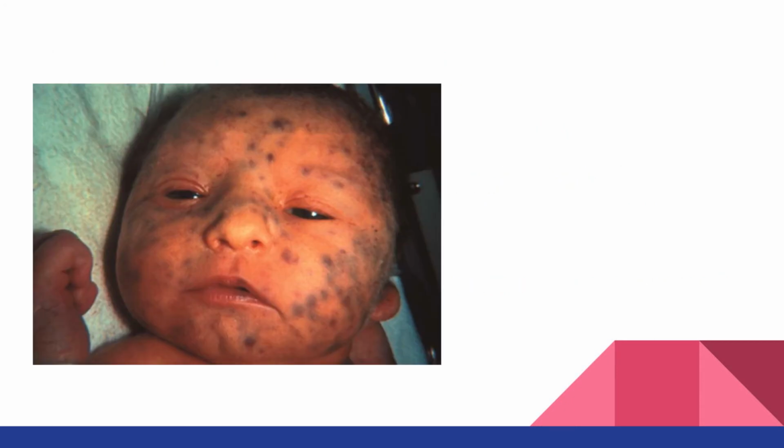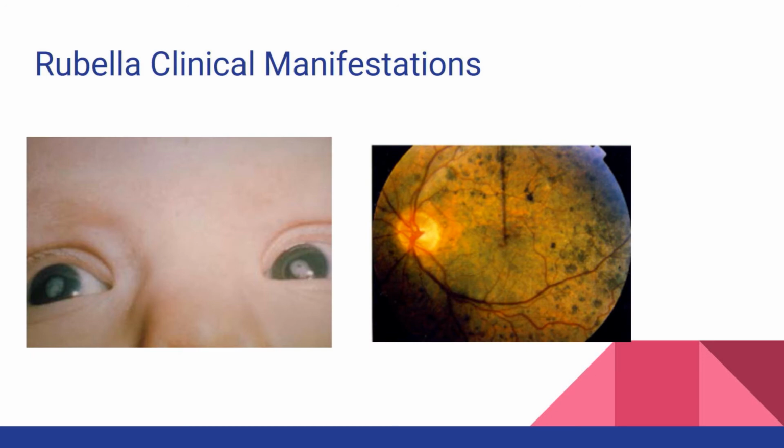So again, this is that blueberry muffin rash or the extramedullary hematopoiesis. Looking again at rubella clinical manifestations. So this picture over here on the left is highlighting rubella congenital cataracts. And then over on the right-hand side is the salt and pepper retinopathy.